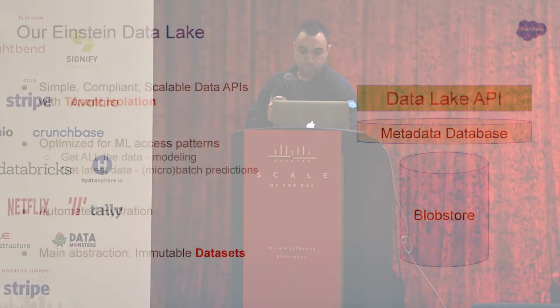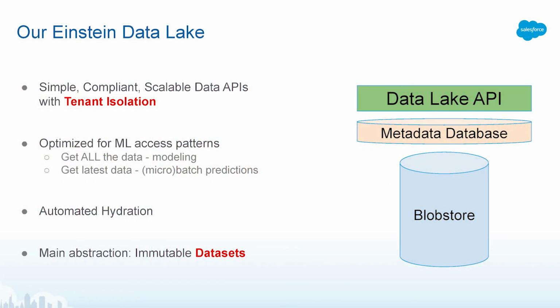So, as I said, my team owns a data lake that provides data to those ML systems. So a data lake is usually a simple, compliant, scalable data API. Something specific to Salesforce is that we had to work very hard to ensure tenant isolation, meaning an ML system building a model for Wayne Enterprise should not by accident use data from Acme. That's very important at Salesforce, and so we had to do a lot of work to make that a reality.